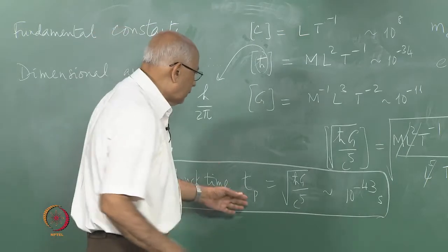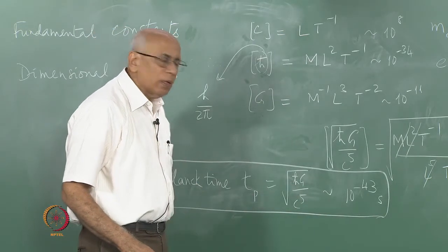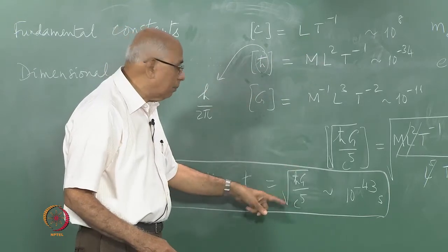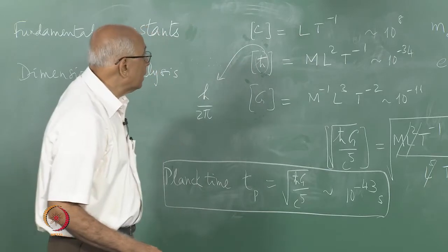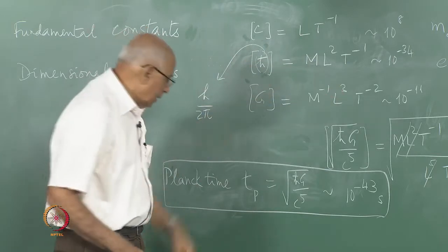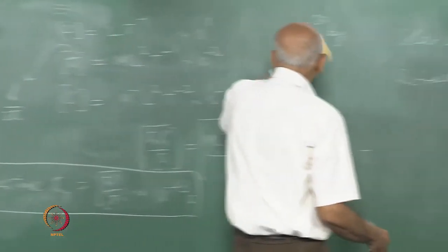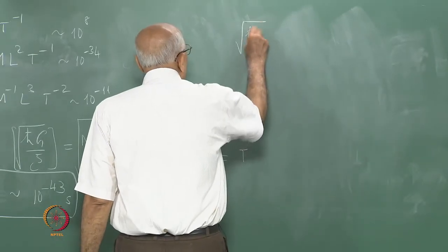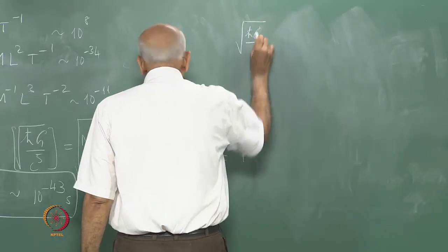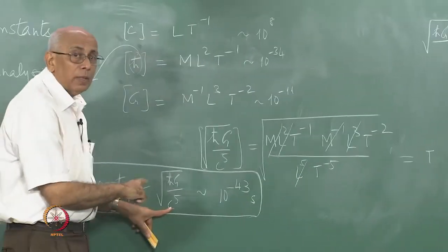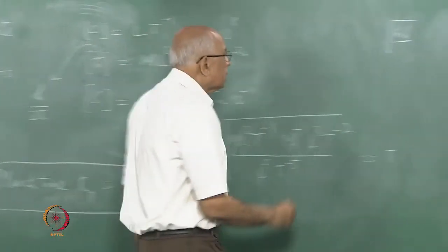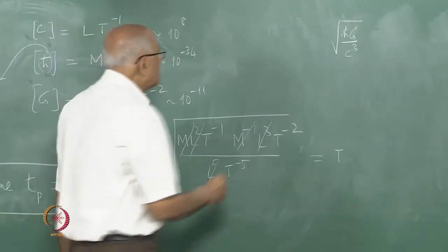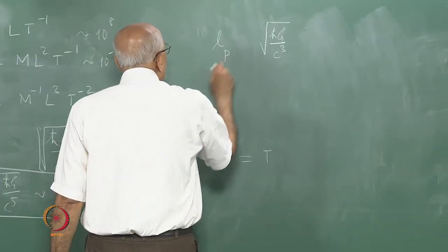Now having found a quantity of dimensions time, how do we find a quantity of dimensions length? Well, there is a velocity here. So if I multiply this time by this velocity, then it is automatic that you are going to get a quantity of dimensions length. So it is immediately obvious that you are going to get the square root of h cross G divided by c to the power 5, and then I have to multiply by a c. That is the same as multiplying by c squared inside the square root, and therefore you get c cubed here, and this is a length. This is called the Planck length.